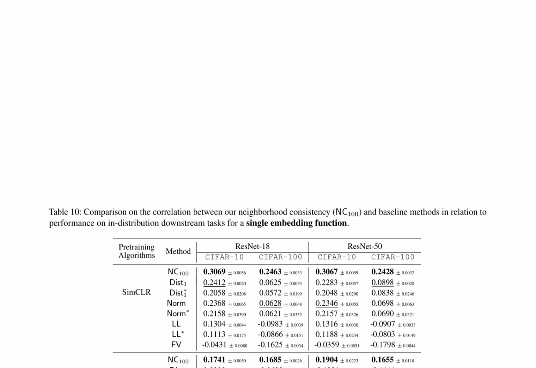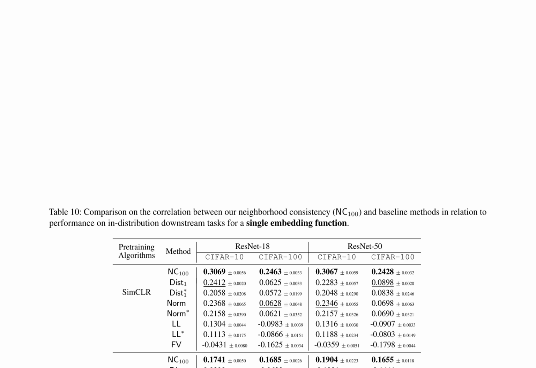A comparative analysis of neighborhood consistency, NC100, and baseline methods reveals their performance on in-distribution downstream tasks for a single embedding function. The correlation between NC100 and baseline algorithms, including SimCLR, BYOL, and MoCo, is presented across different pre-training models, such as ResNet 18 and ResNet 50.